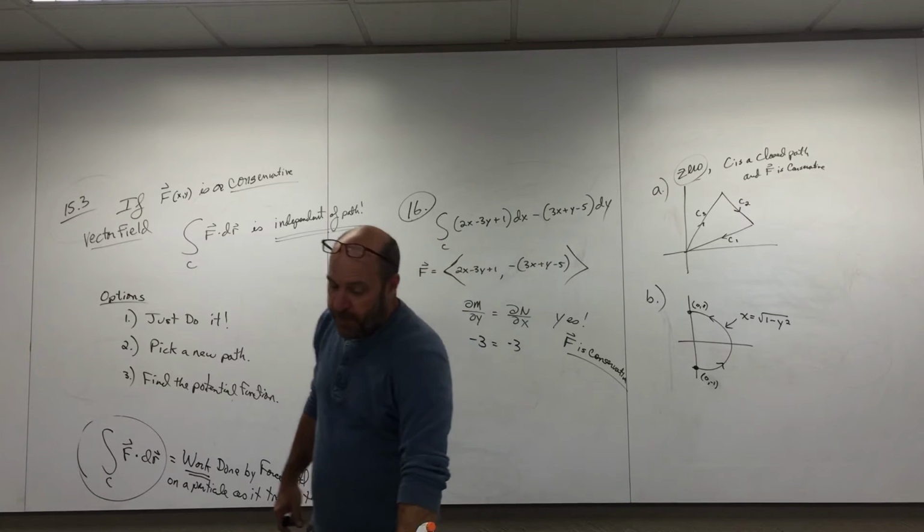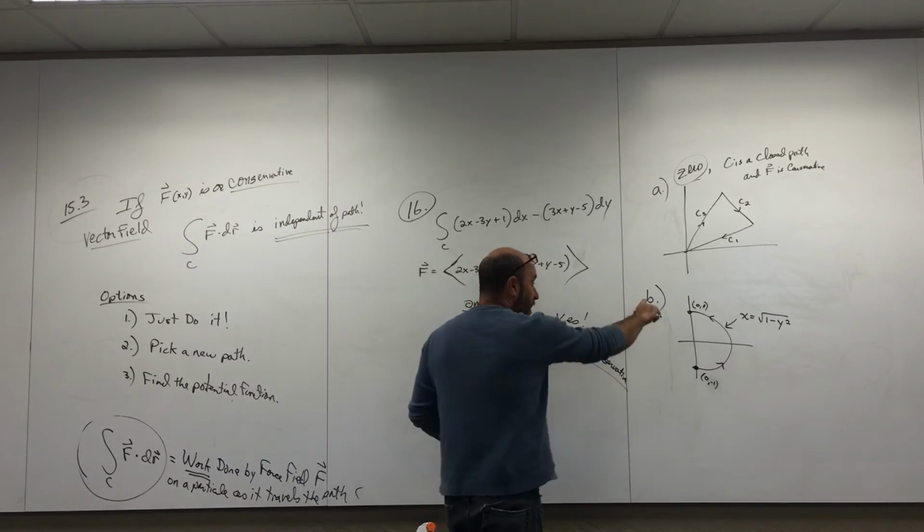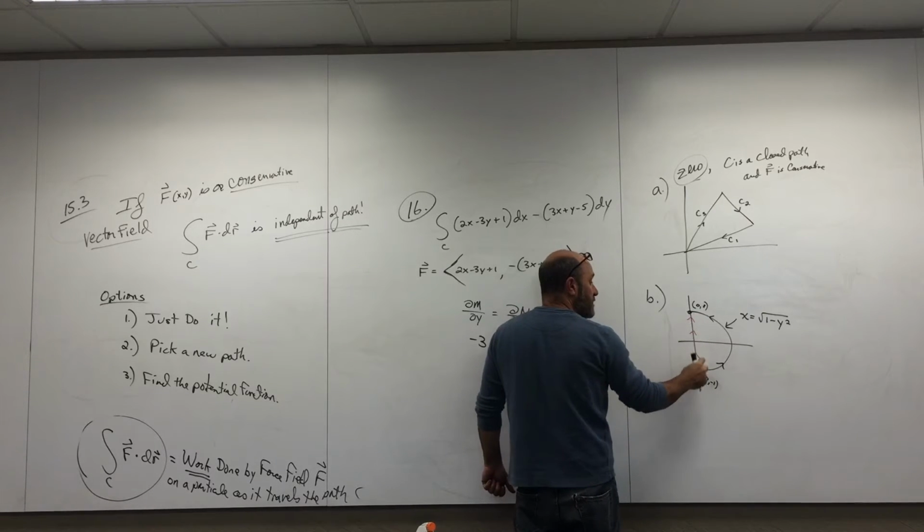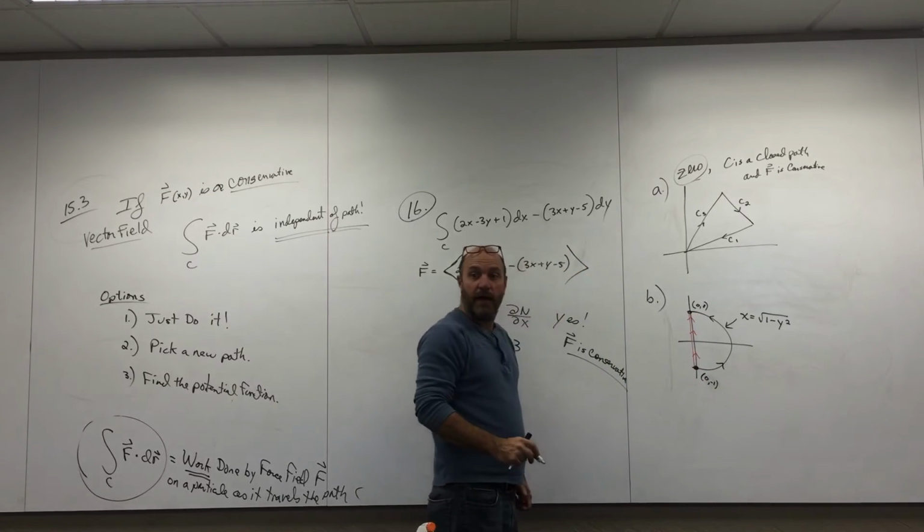What path would you pick? Straight down. Well, don't forget you're going up. So go straight up. From here to here? He wants to pick this path. All right, let's pick that path.